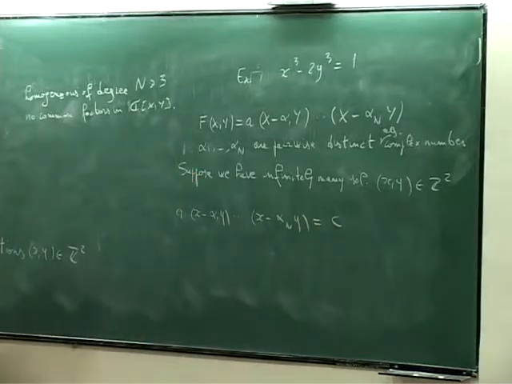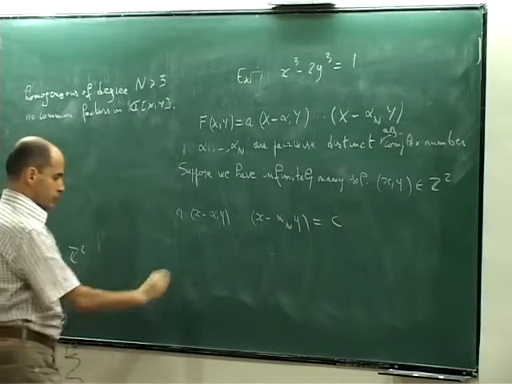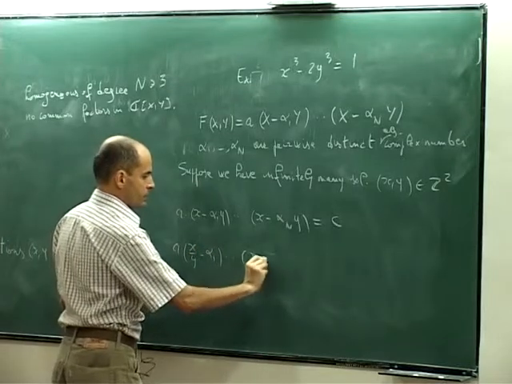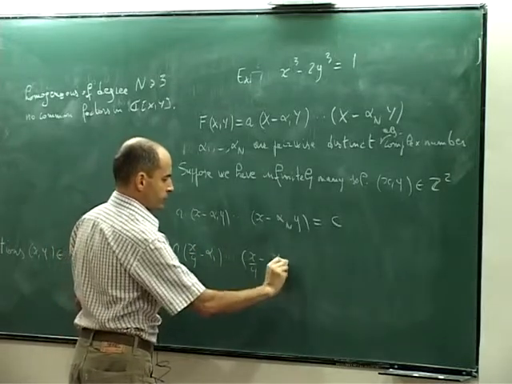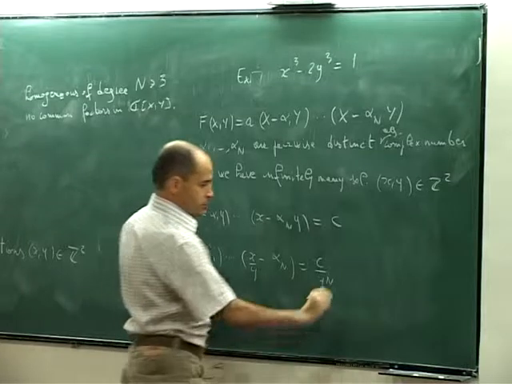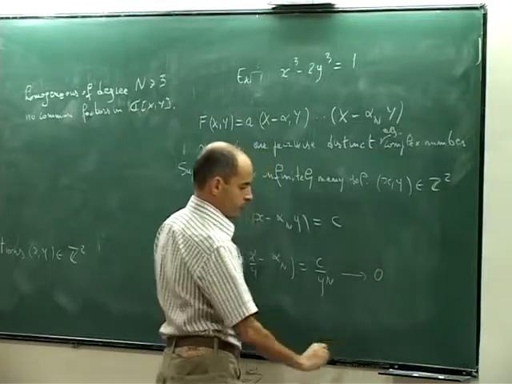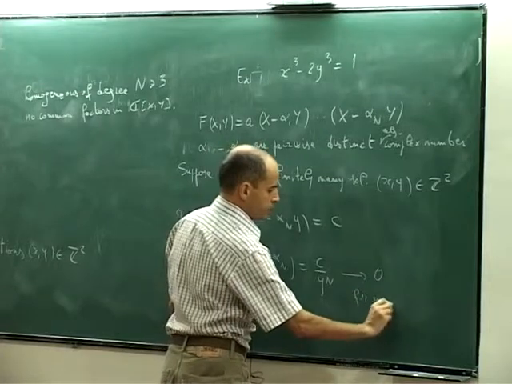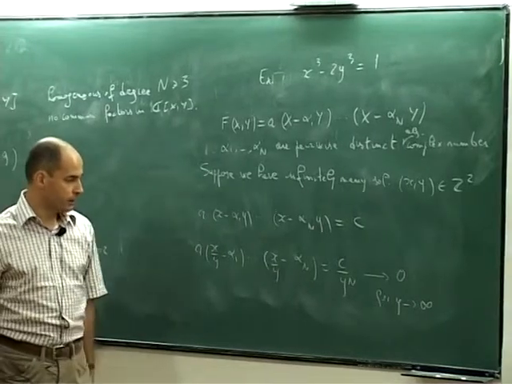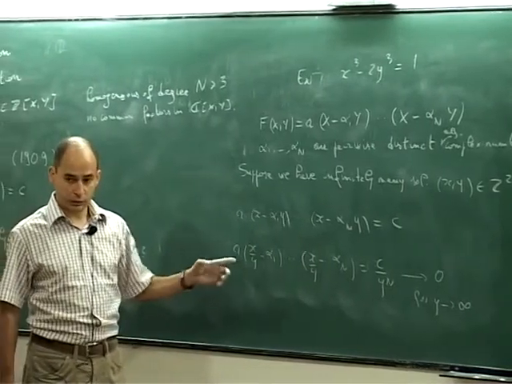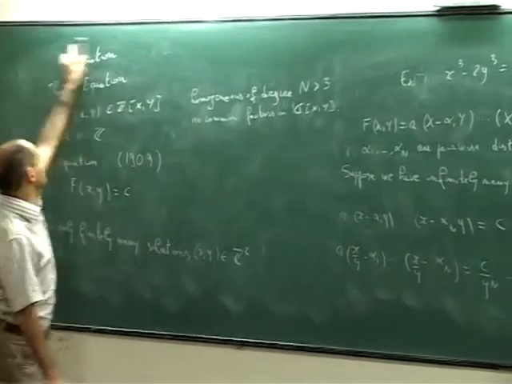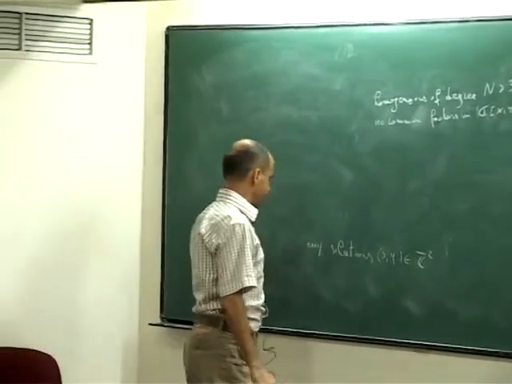Now we divide by y to the n, and we obtain the product of x over y minus alpha 1, up to x over y minus alpha n, equals c over a times 1 over y to the n, which tends to 0 for y tending to infinity. So since the product tends to 0, up to extracting a subsequence, we can suppose that one fixed term tends to 0. So for instance, x over y tends to alpha 1.